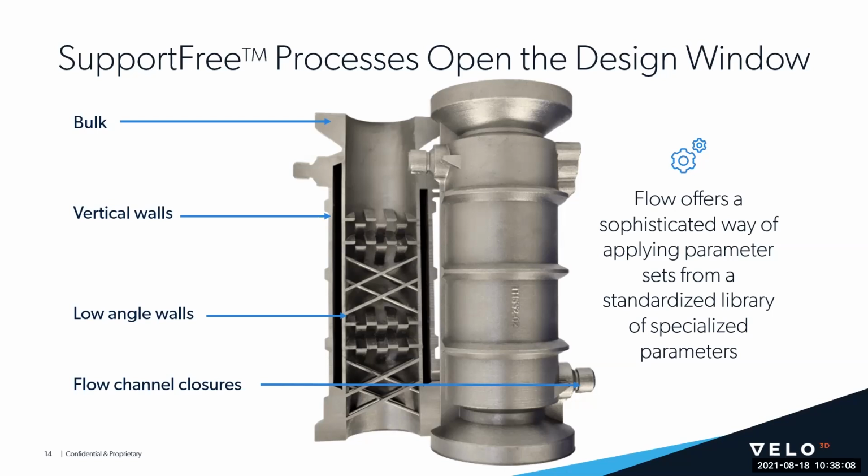In areas like vertical walls, and specifically thin vertical walls, it can be a little more delicate to manage the effects that could be from overheating otherwise. And then on low angle surfaces like the baffles and for the flow channel closures, it would apply our low angle process to make sure the integrity of the downskins are maintained. By being smart enough to adapt to the specific part's geometry, it really does open doors to designs that would not typically be feasible with traditional additive.